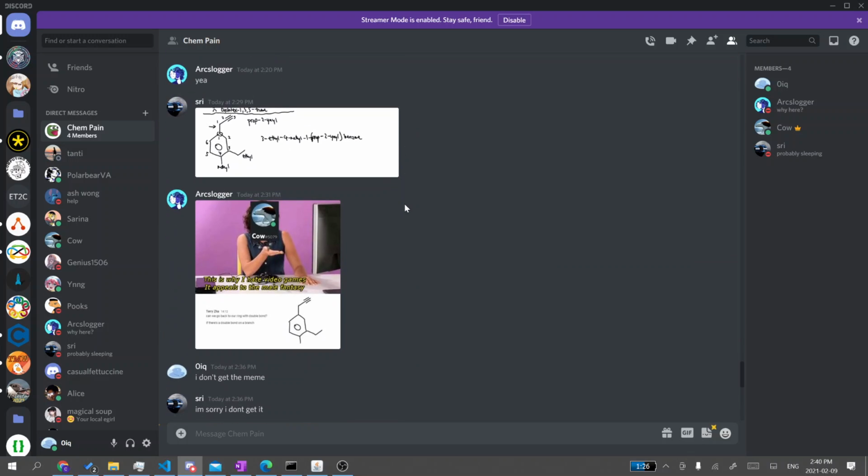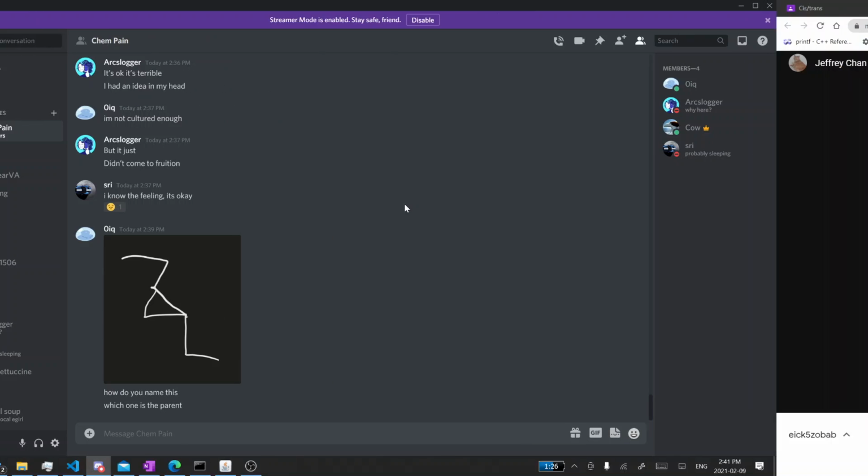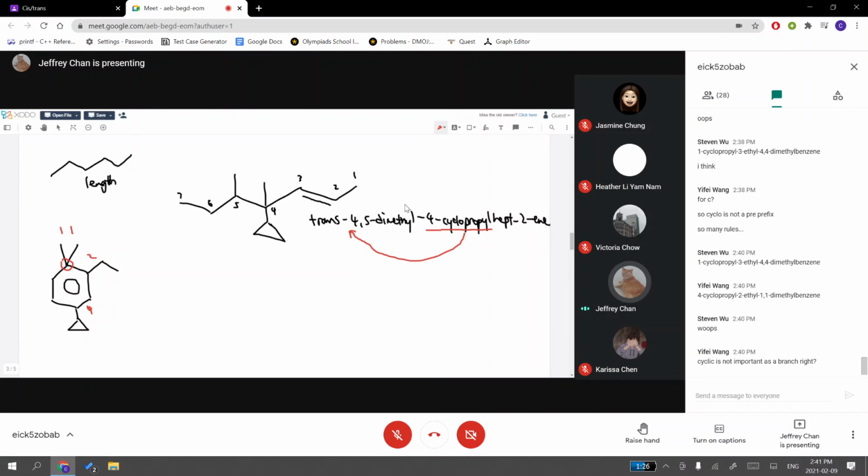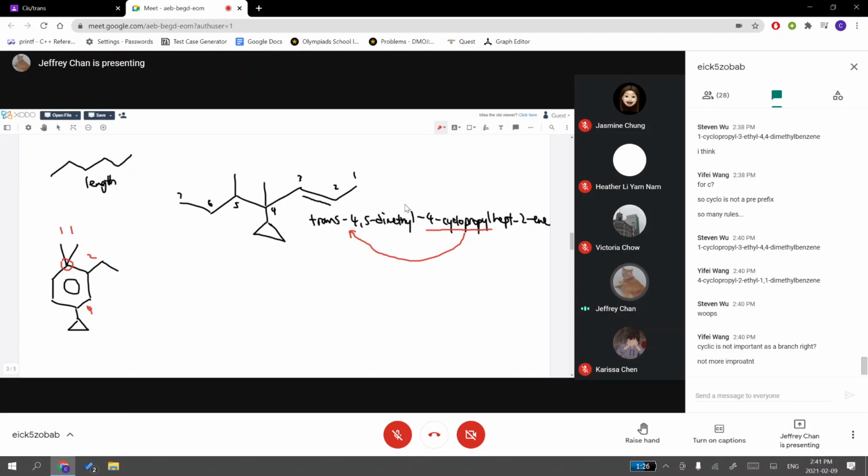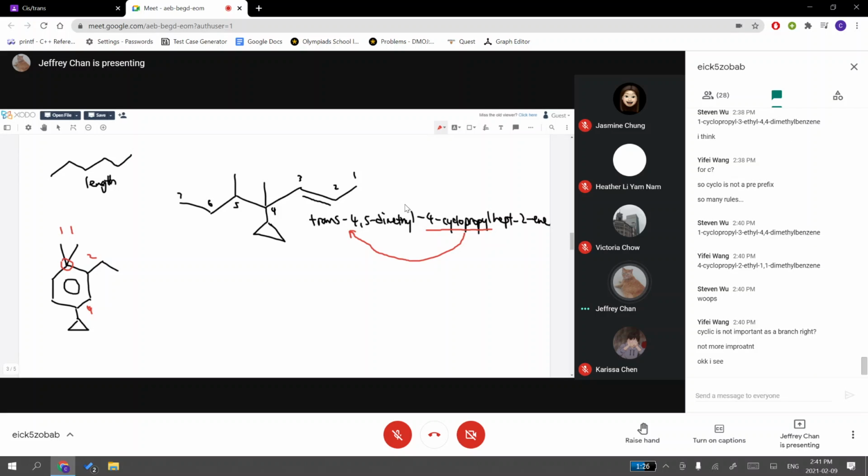So cyclopropyl, 2-ethyl, 1, 1. No, it's not. It has the same importance as a normal thing because it doesn't have a double bond or triple bond. If it has a double bond or triple bond, then it would go up in priority. But because it doesn't, it's the same. Yeah, I know, it gets annoying. I think that's it for organic 1.